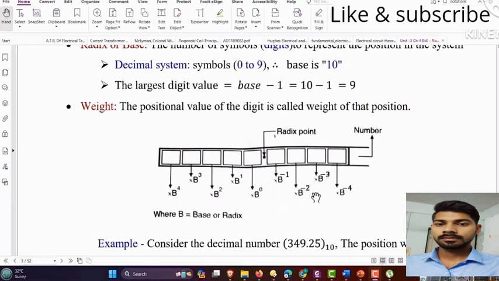Second position will be b raised to minus 2, third position will be b raised to minus 3, and so on. For example, if it is a decimal system, then base will be 10. So this first position will be 10 raised to minus 1, means 0.1. Second position will be 10 raised to minus 2, means 0.01. Third position weight will be 10 raised to minus 3, means 0.001, and so on.